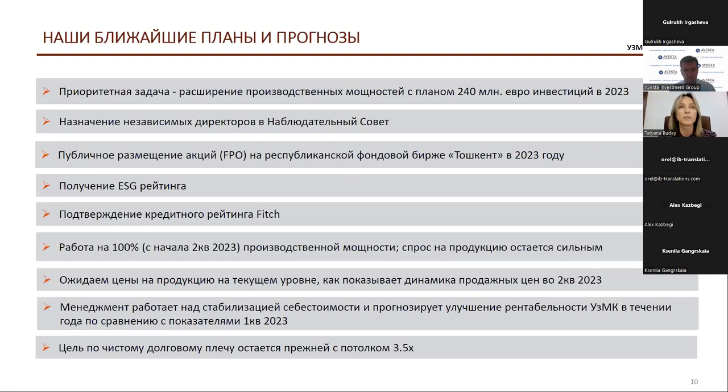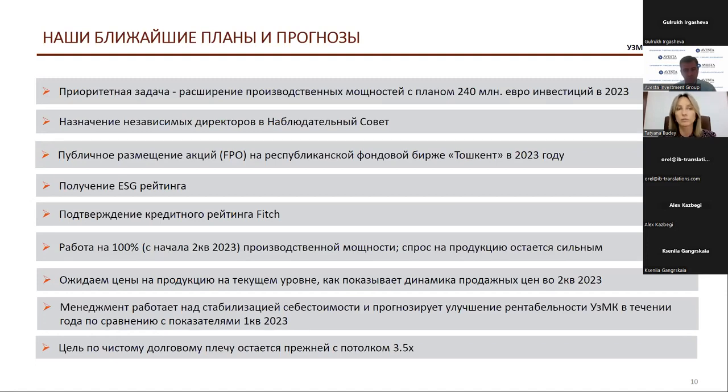After we complete the additional share issue we're talking about now, and after we strengthen our authorized capital, we will be ready to make a follow-on public offering at the Tashkent Stock Exchange. We're going to do this in 2023.